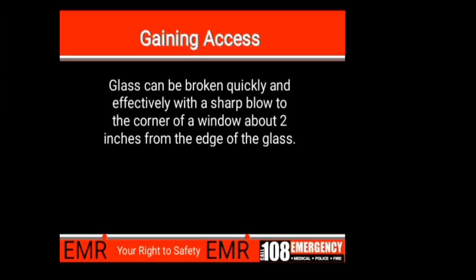Glass can be broken quickly and effectively with a sharp blow to the corner of a window, about 2 inches from the edge of the glass.